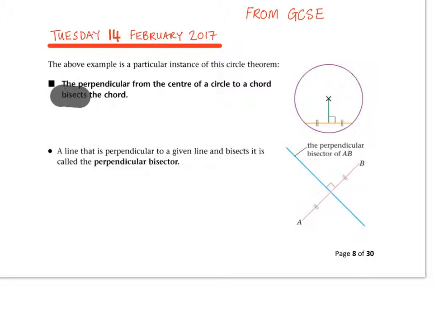And when we've actually got a line that cuts in half at right angles, it's called a perpendicular bisector. So what we can see here is this radius, or the line from the centre to the chord. It's not quite a radius, it's a bit of a radius. It cuts this chord in half at 90 degrees. And you can see here that that's what's called a perpendicular bisector.